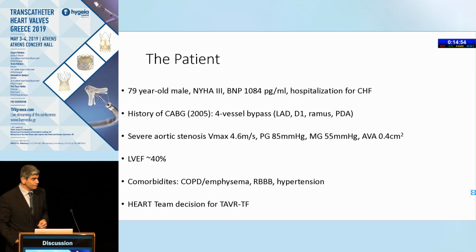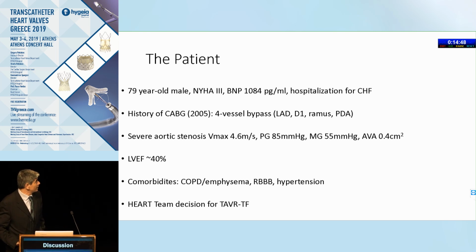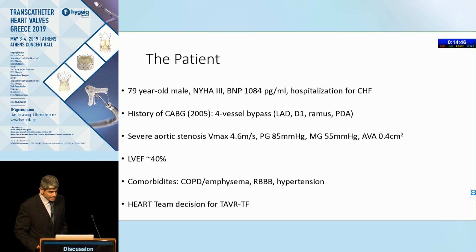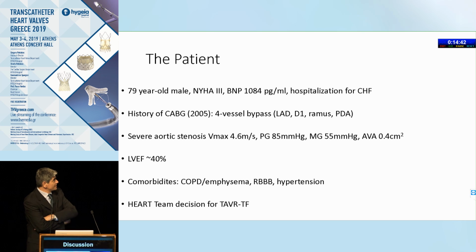So on behalf of the heart team at EA, we will present a live-in-a-box case done about a month ago. The patient is a 79-year-old male who presented with significant shortness of breath, NYHA functional class 3, and a recent hospitalization for heart failure. He had a history of bypass surgery about 15 years ago. He had a 4-vessel bypass then.